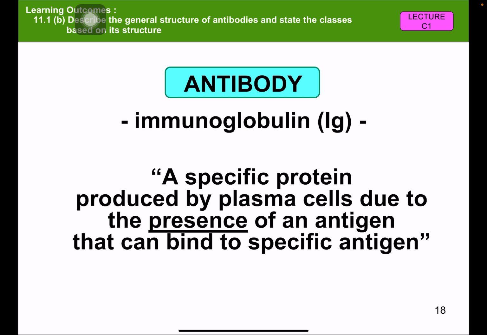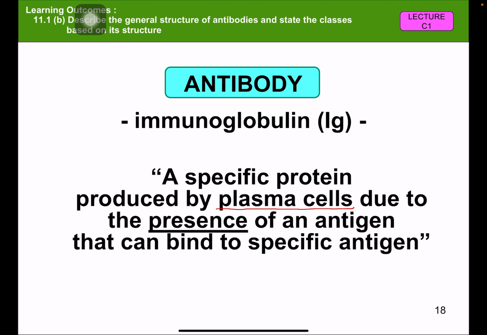What is an antibody? Antibody, also known as immunoglobulin, short form Ig. It's not Instagram. It is a specific protein produced by plasma cells due to the presence of an antigen that can bind to a specific antigen. So this antibody will be produced by the plasma cells, and it will only be produced with the presence of an antigen.